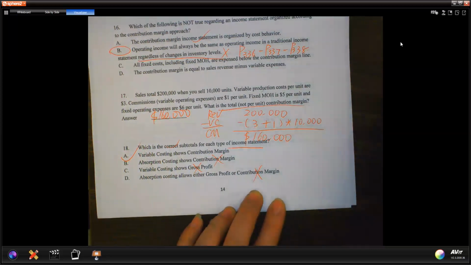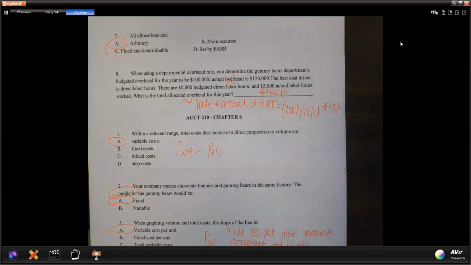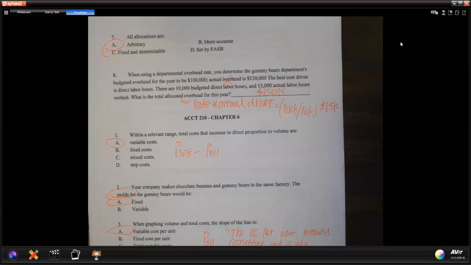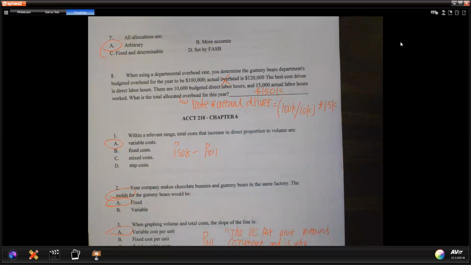So those are the things in chapter 6. Make sure to review chapter 6 one more time: variable cost, fixed cost, the high and low method, Excel output and how you read it, and then variable costing and absorption costing.